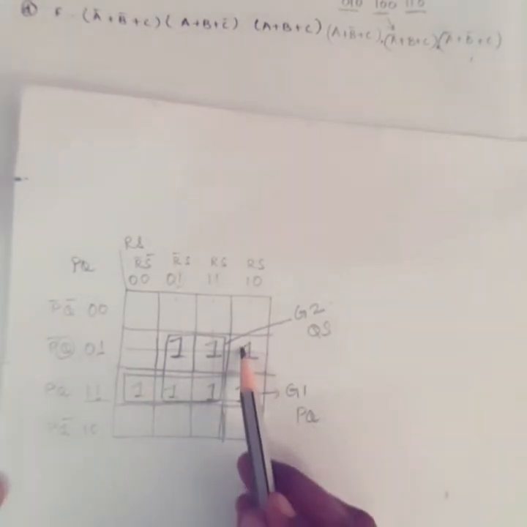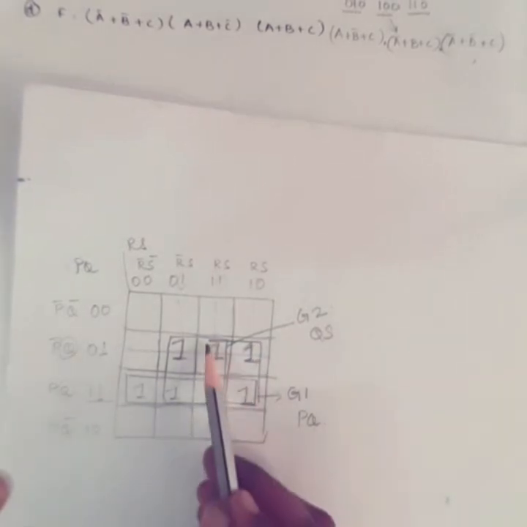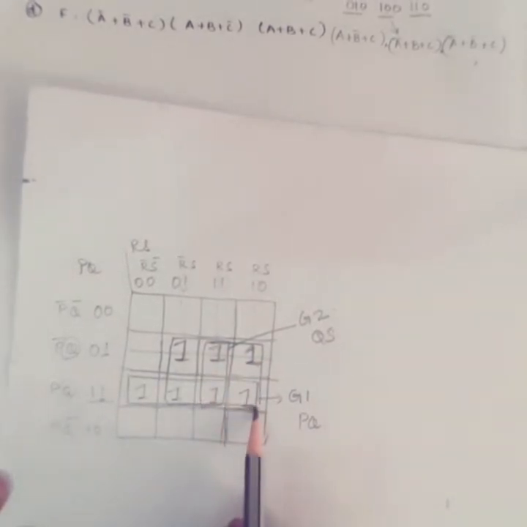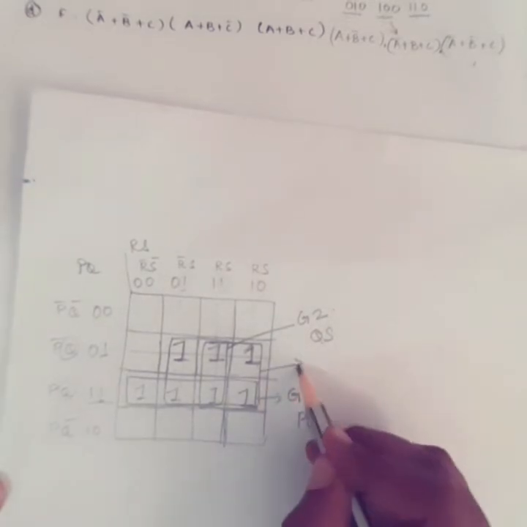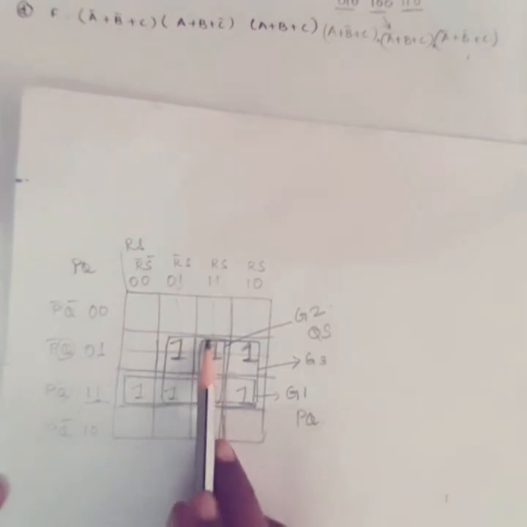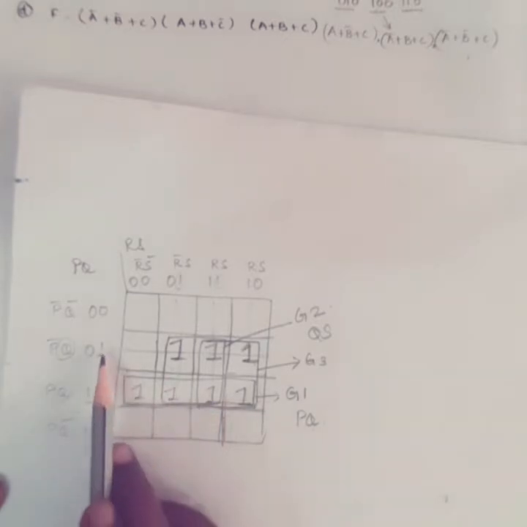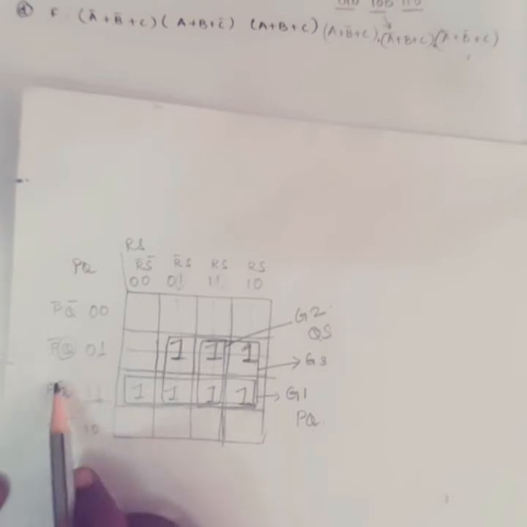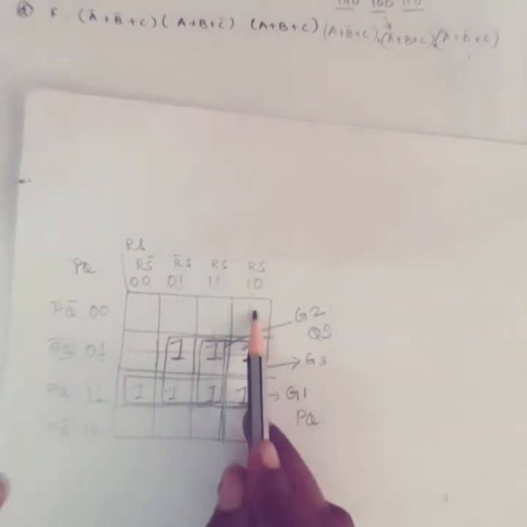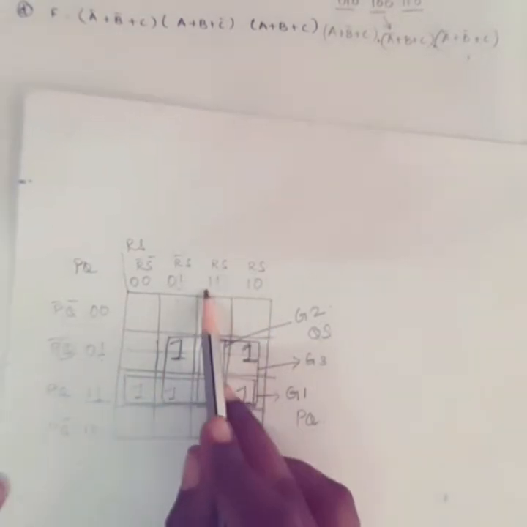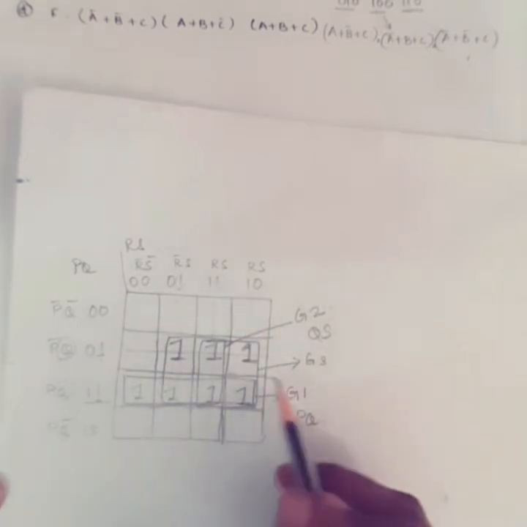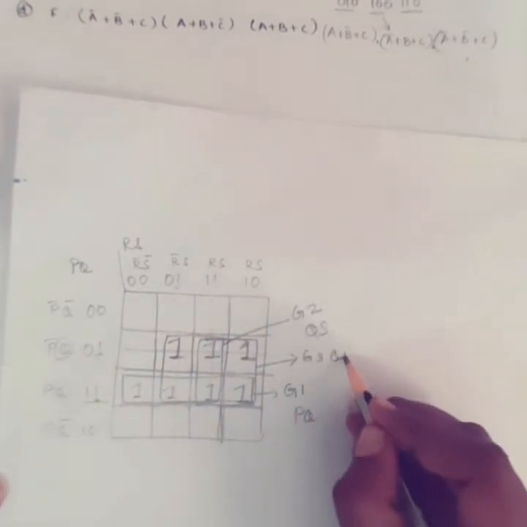Next group, there is one more one. By combining these adjacent 4 ones, you can form another group, that is G3. Now check the constant literal within this group. In the second and third rows, Q is constant and the value is 1. In the third and fourth columns, R is constant and the value is 1. So the corresponding product term is QR.